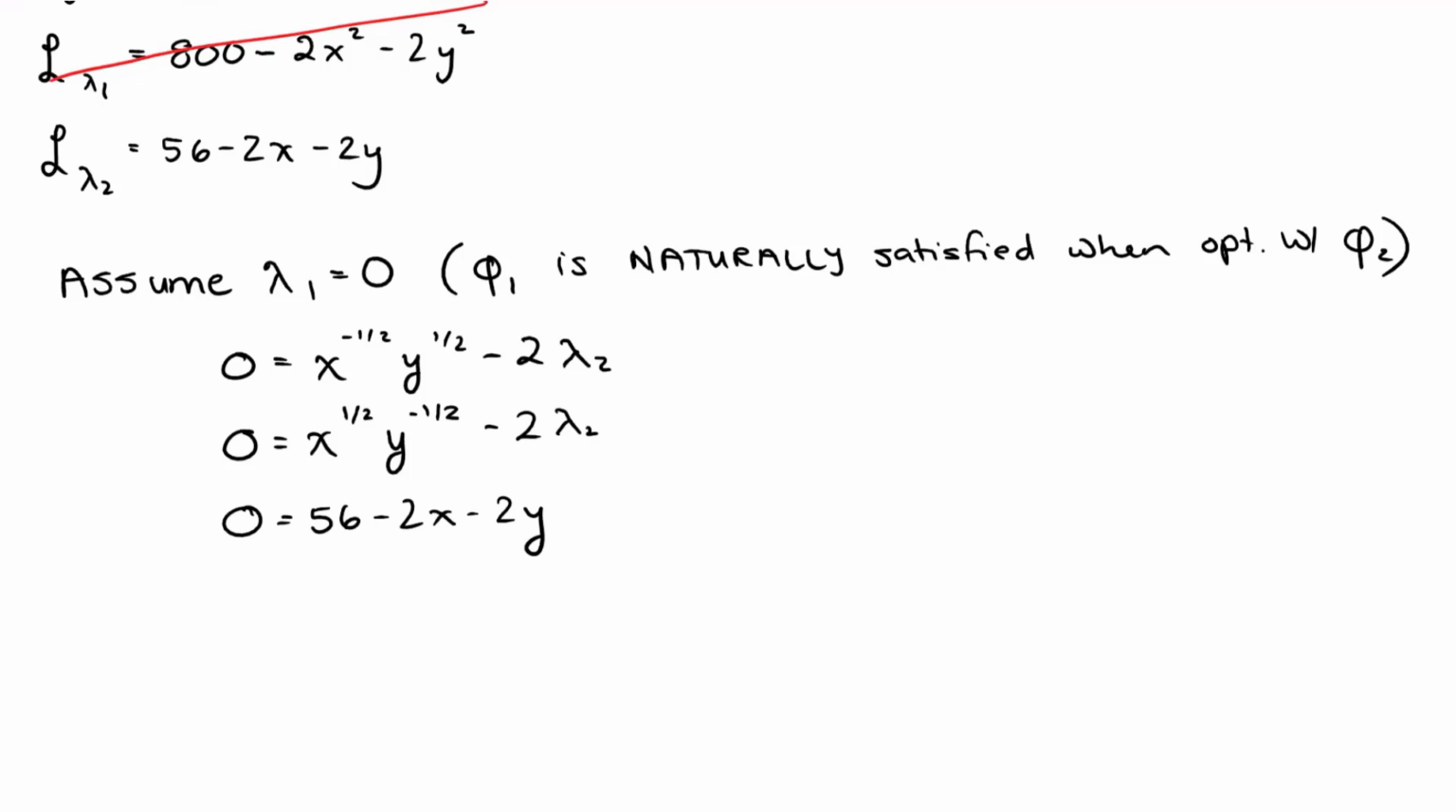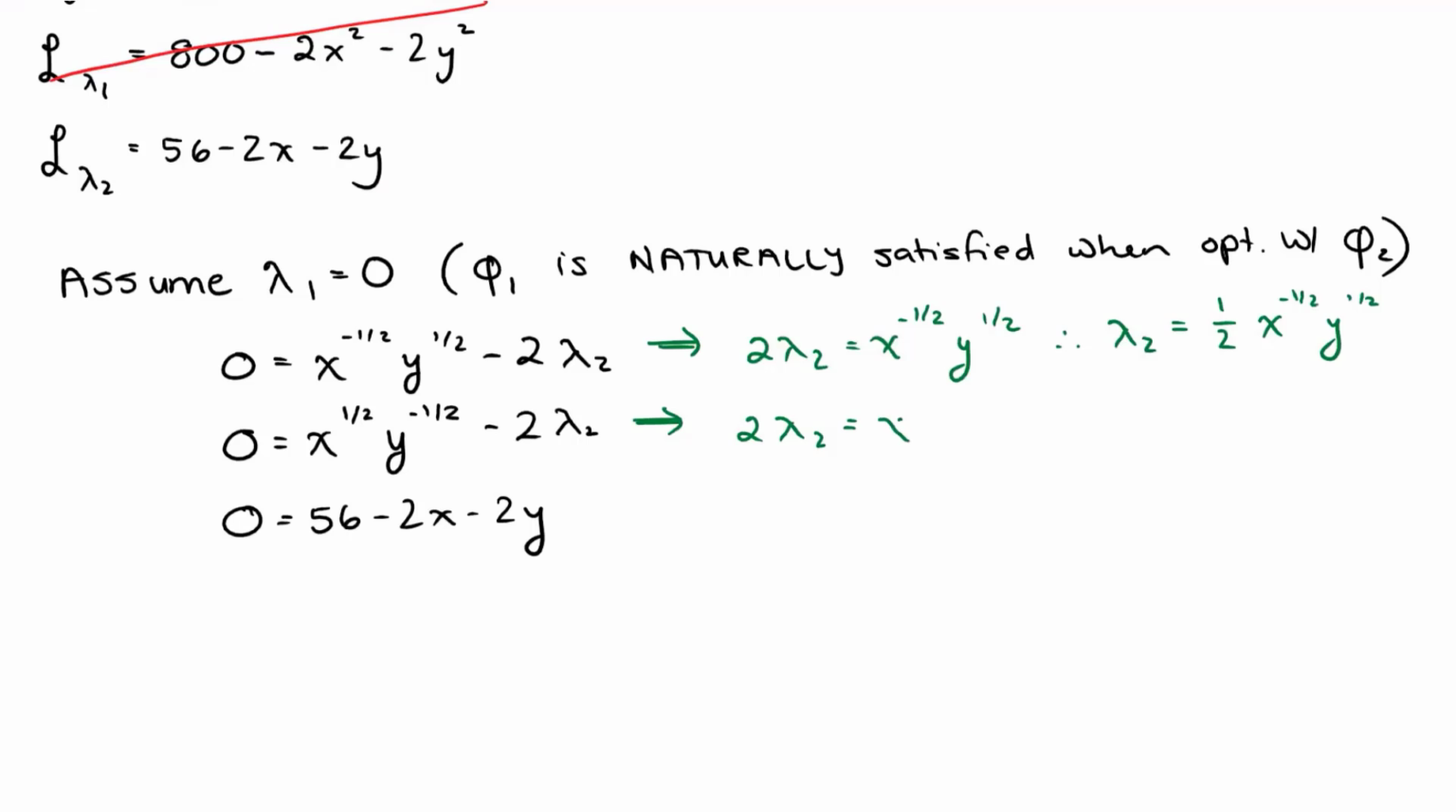Now solving for this system of equations, here I would have 2 lambda 2 is equal to x to the power of negative half, y to the power of half. So therefore, lambda 2 would be equal to half x to the power of negative half, y to the power of half. For the second equation here, I would have 2 lambda 2 is equal to x to the power of half, y to the power of negative half. Therefore, lambda 2 would be equal to half x to the power of half, y to the power of negative half.